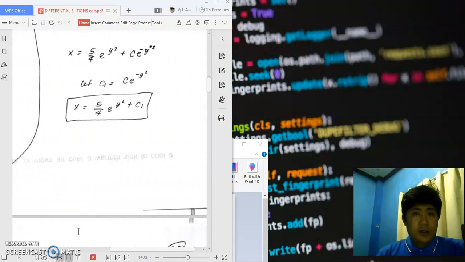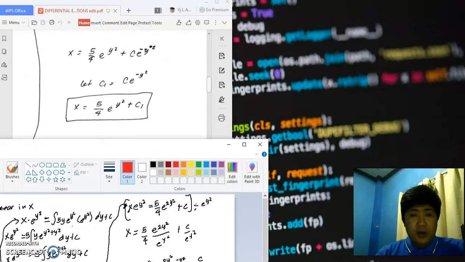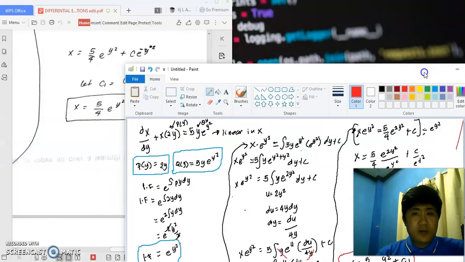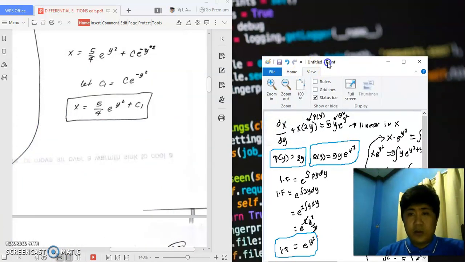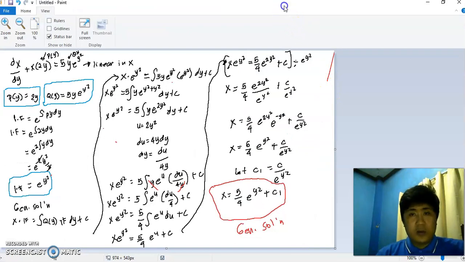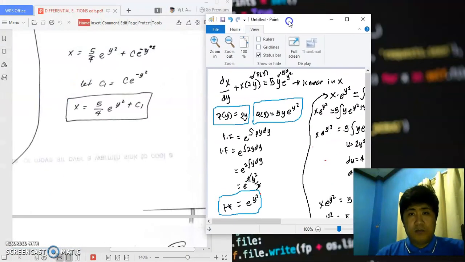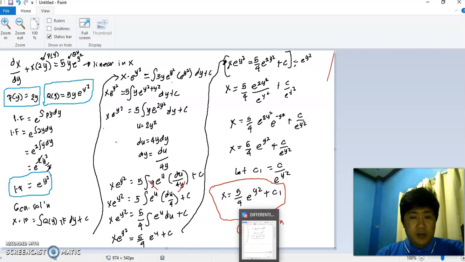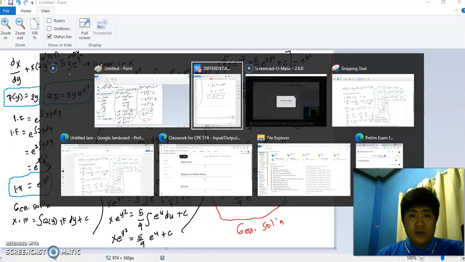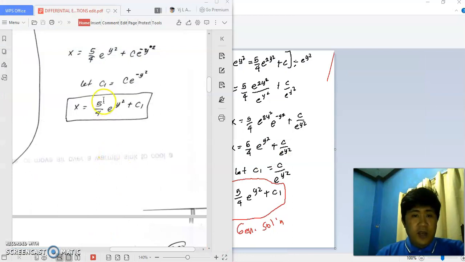So 5 over 4 e to the y squared plus c. So we also have that one, 5 over 4 e to the y squared plus c sub 1. Okay, so that's it for this example.